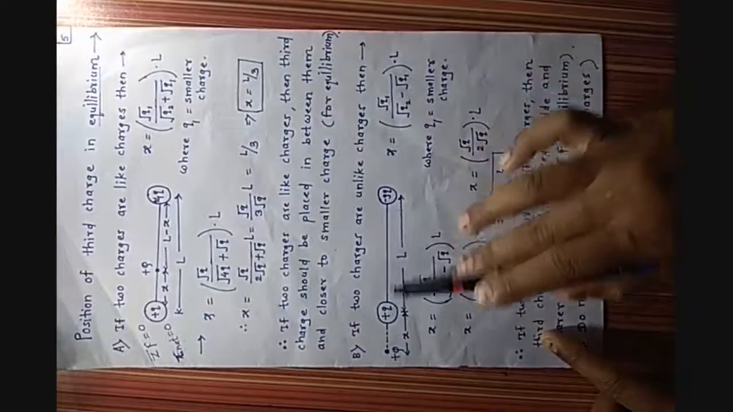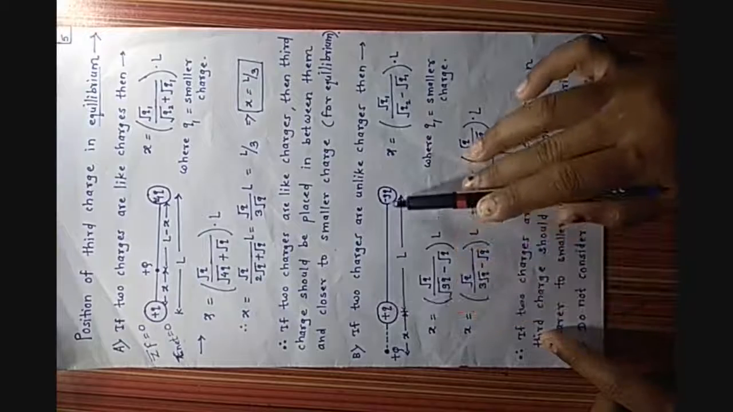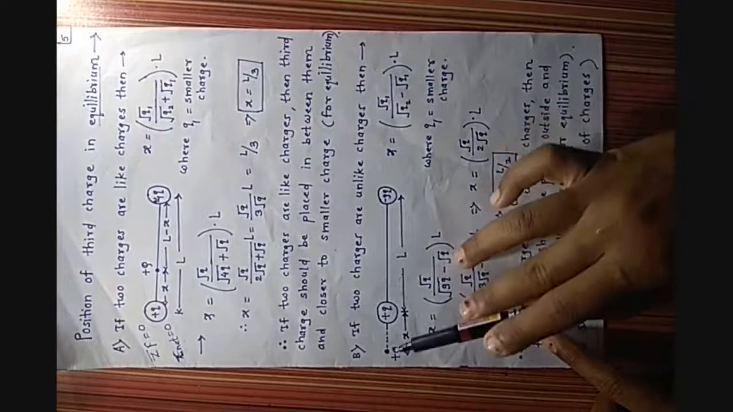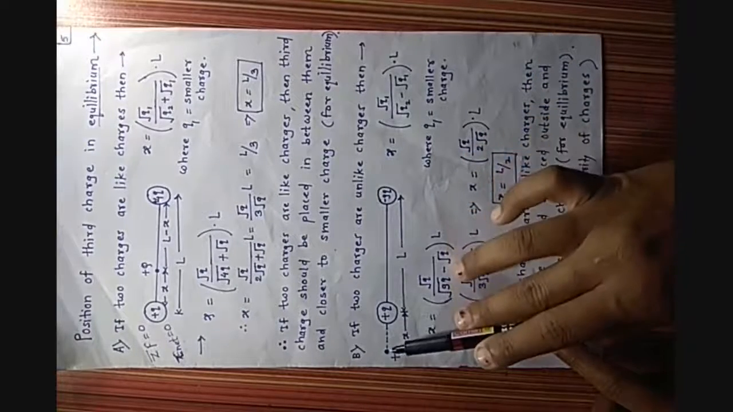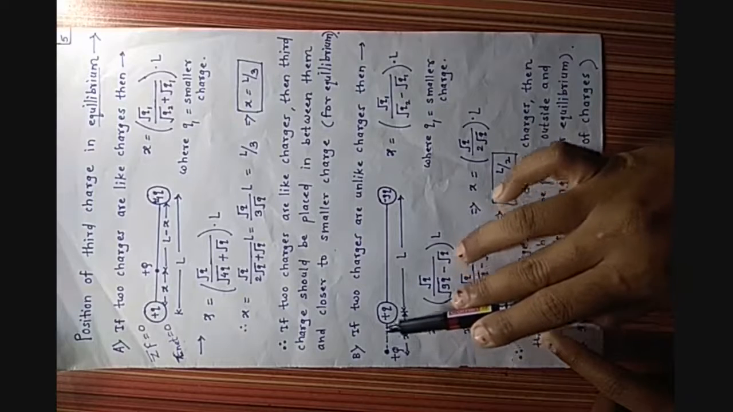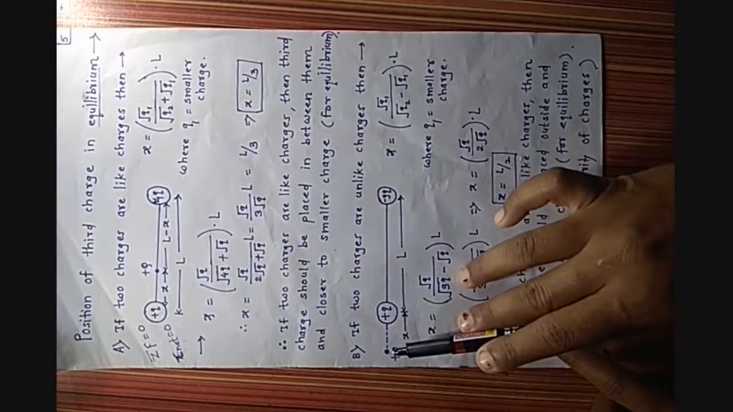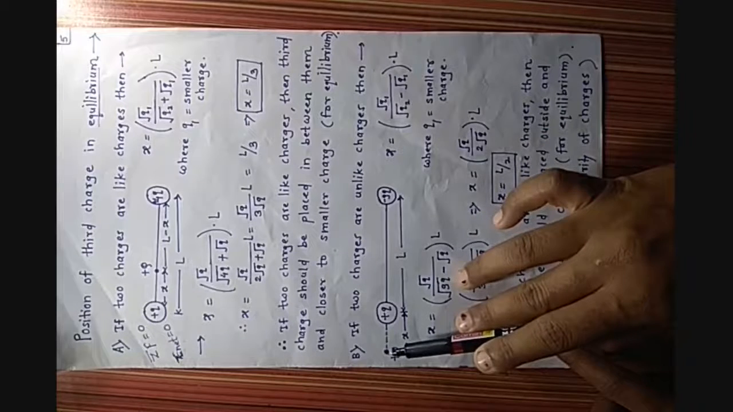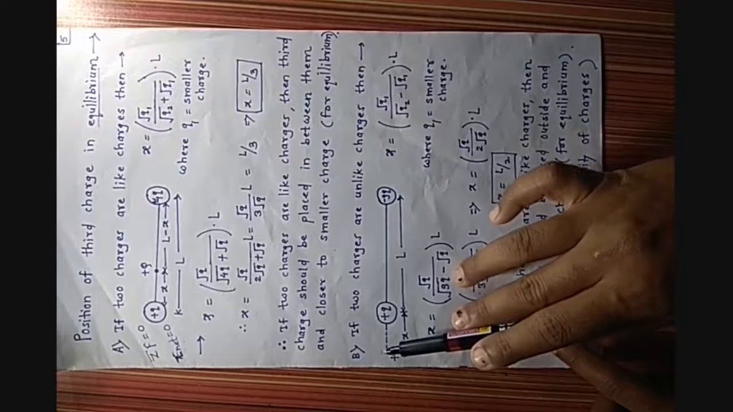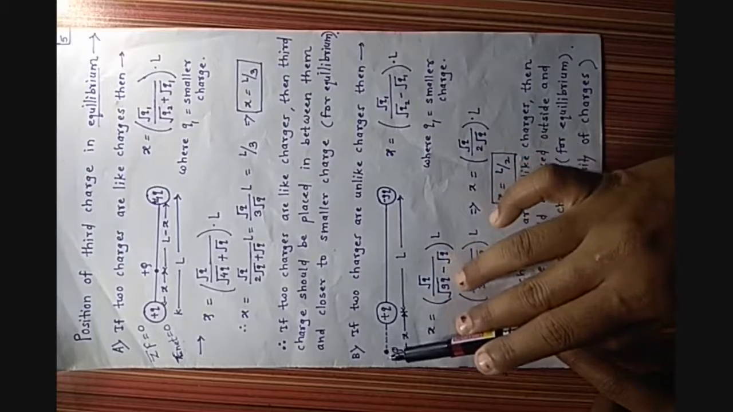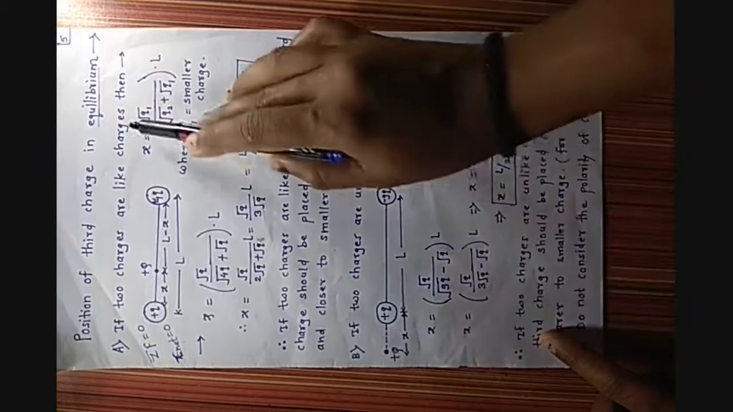And if the two charges are unlike charges, then we have to place the third charge outside the two charges and closer to the smaller charge. Then we'll get the electric field or net electric force at this point equal to 0, and we can say that the third charge is in equilibrium.